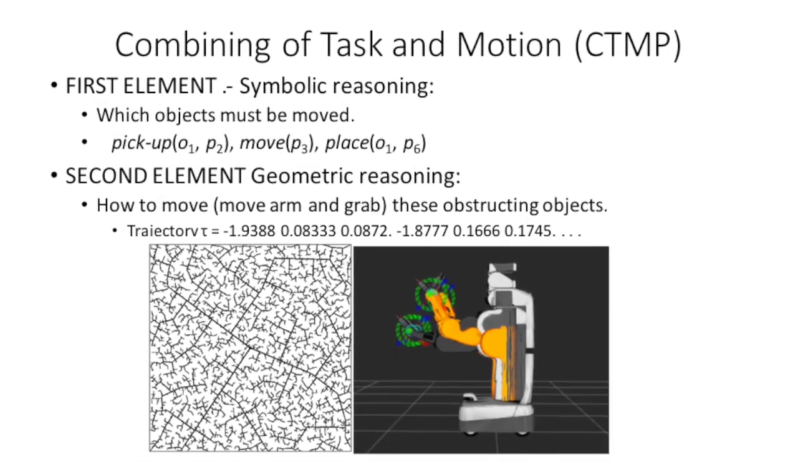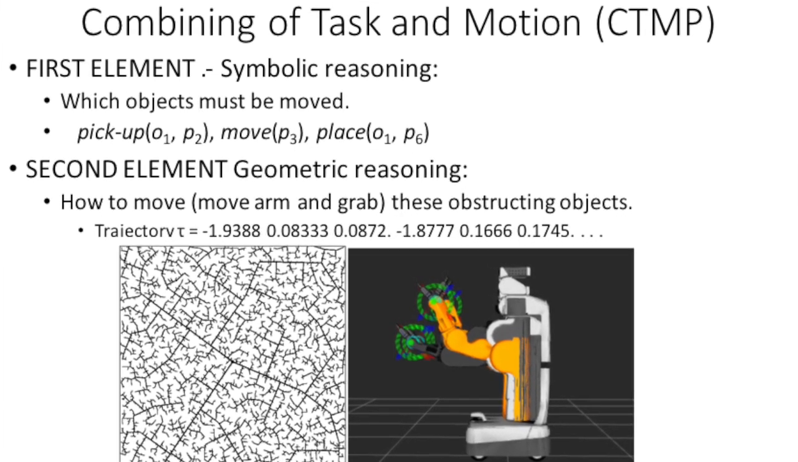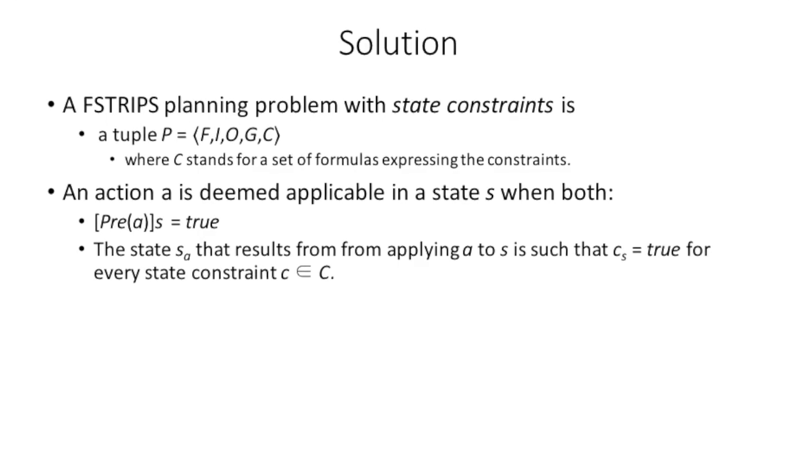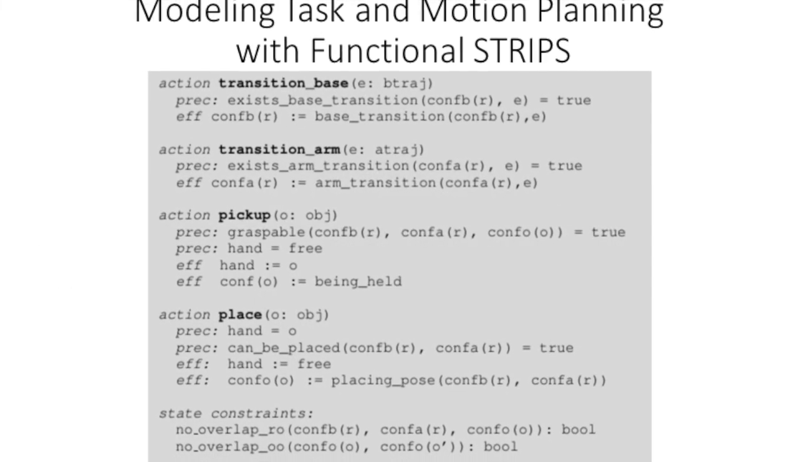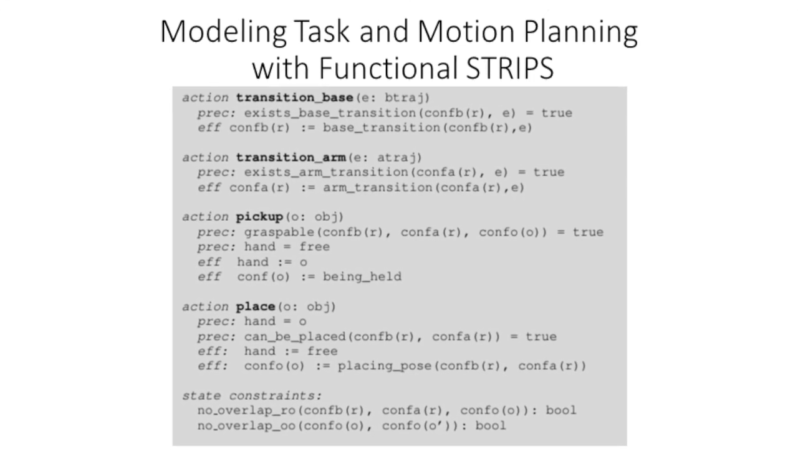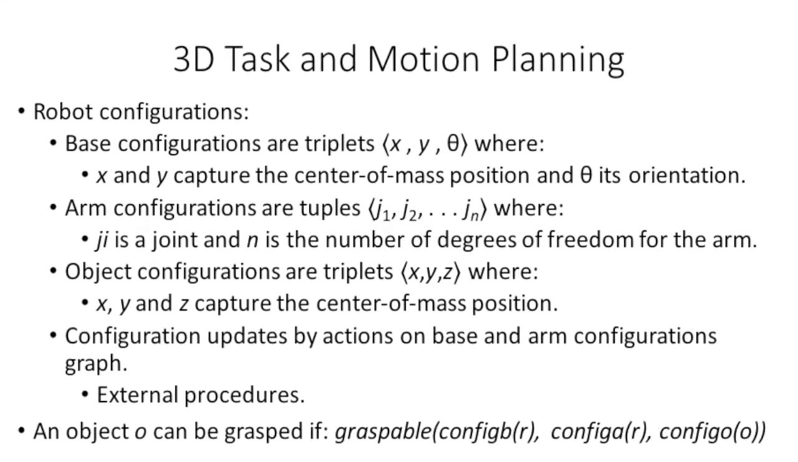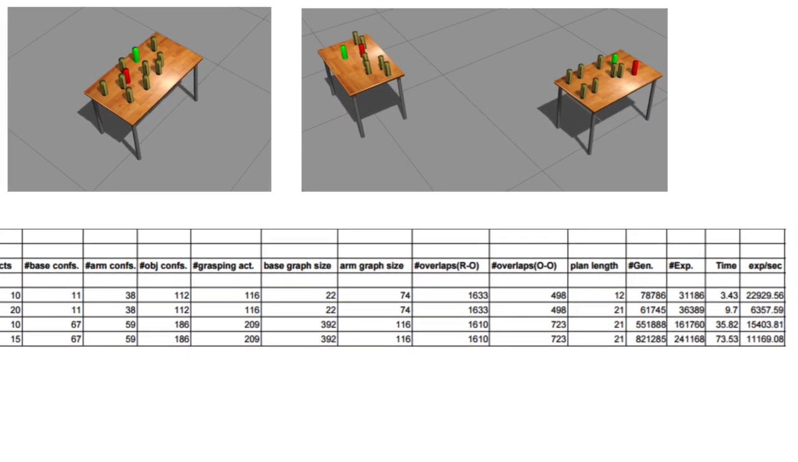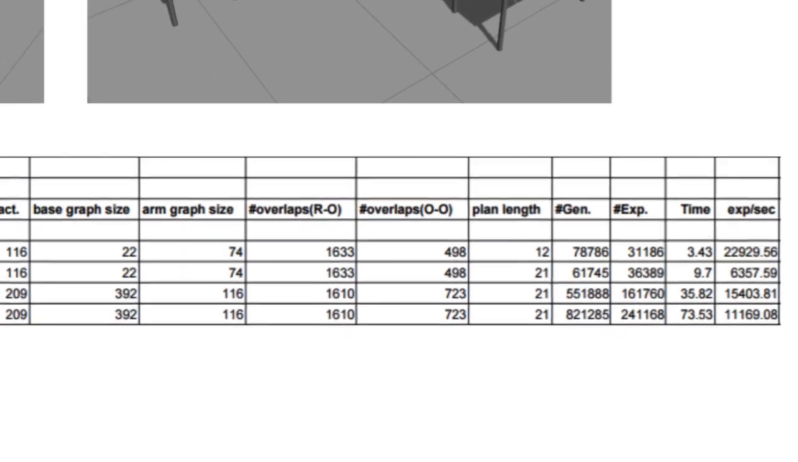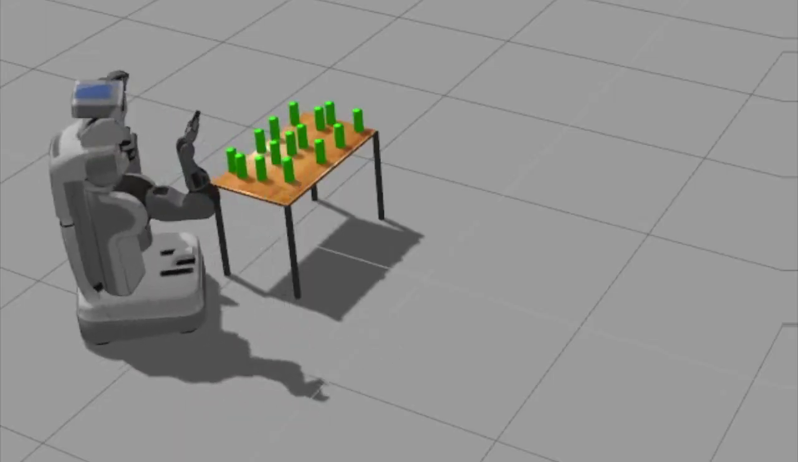We integrate task and motion planning by using a task planner capable of geometrical reasoning. Our task planner handles both functional strips and also state constraints. The state constraints express that no two objects can overlap in the space. Our algorithms are very efficient for many experiments and realistic problems with 3D environments.